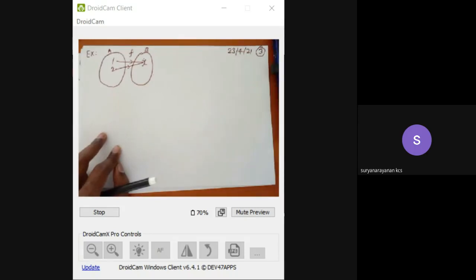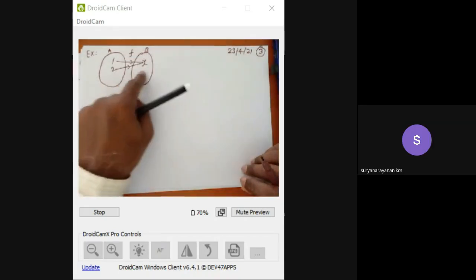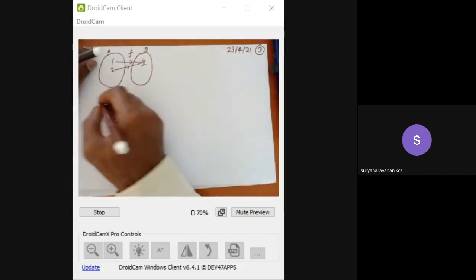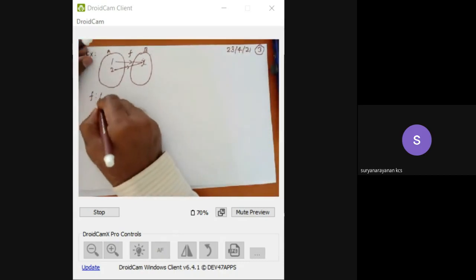How many elements are there in the codomain? Only one element, namely X. Only one element is there. It has a pre-image, yes or no? What are the pre-images of X, Blessina? 1 and 2, sir. So every element in this codomain has a pre-image. So this is called F is a mapping from A to B.